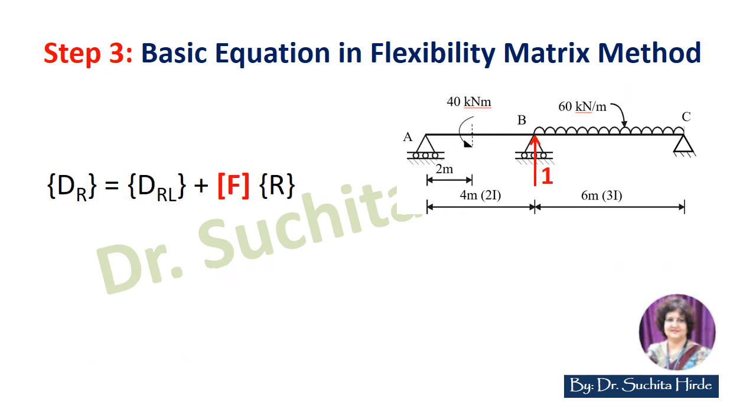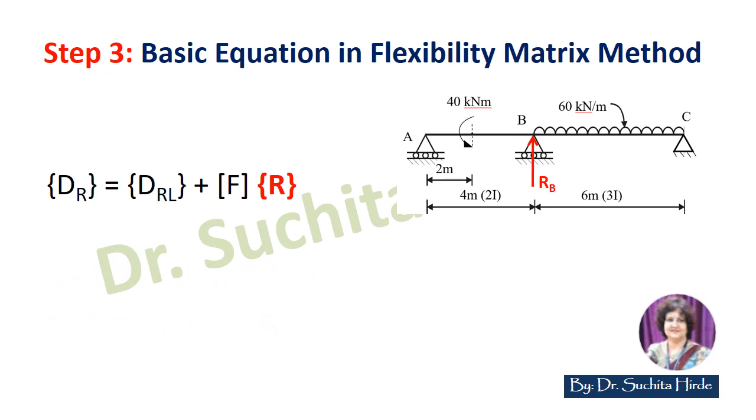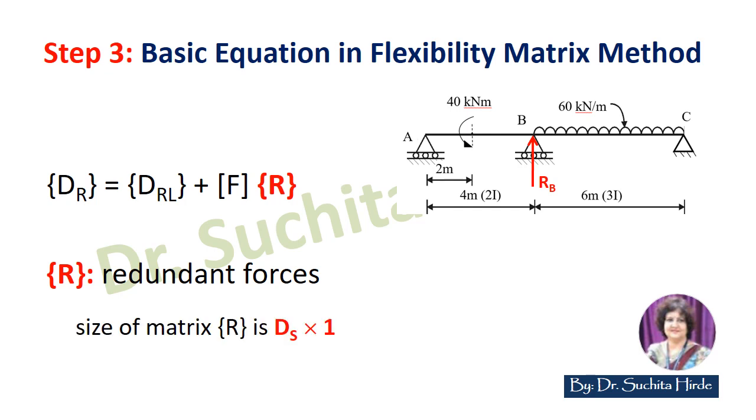Next is flexibility matrix. Flexibility matrix is nothing but the displacement in the direction of redundant reaction due to unit force. So its size is ds by ds. So here ds is 1, and therefore size of this matrix is 1 by 1. And the last one is R matrix. R means redundant forces, which is RB. Its size is ds by 1. So in this case it will be 1 by 1.